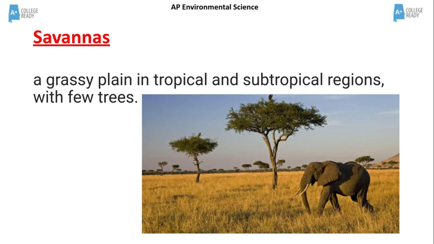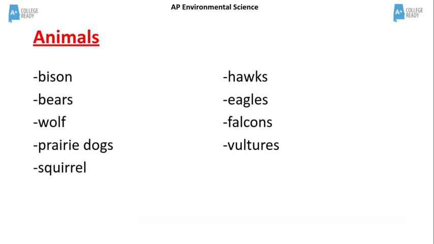Savannas are a type of grassland located in tropical and subtropical regions. Savannas have trees. Animals found in grasslands include bison, prairie dogs, hawks, and falcons.